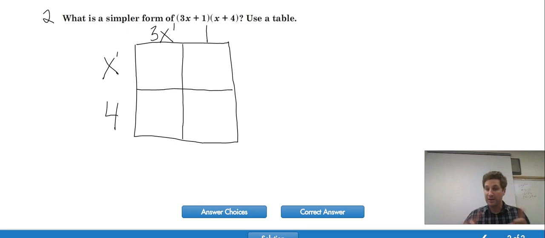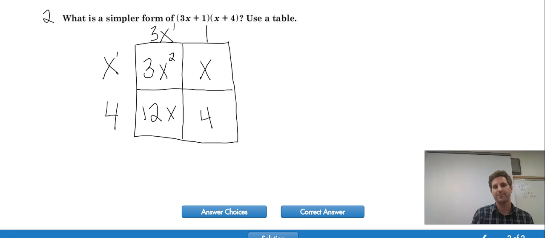Remind yourself when I do x times x, you're going to add the exponents and get 2. So this is going to be 3, and then x is going to become squared. And then we're going to get x times 1, so that's just going to be x. And then 4 times 3 is 12 with the x. And then we're going to get 4 times 1, which is 4.